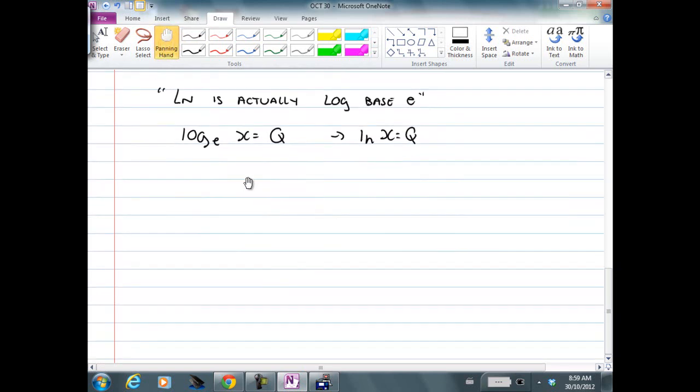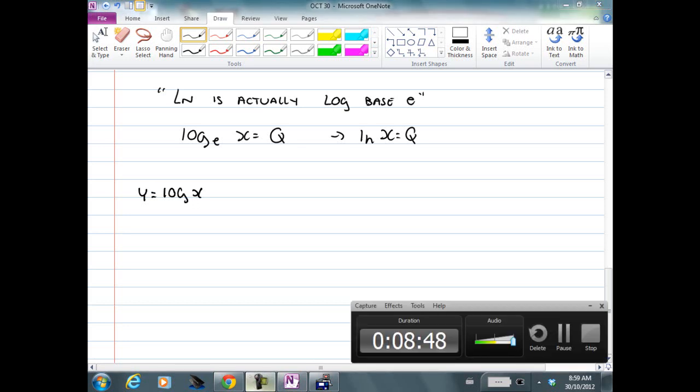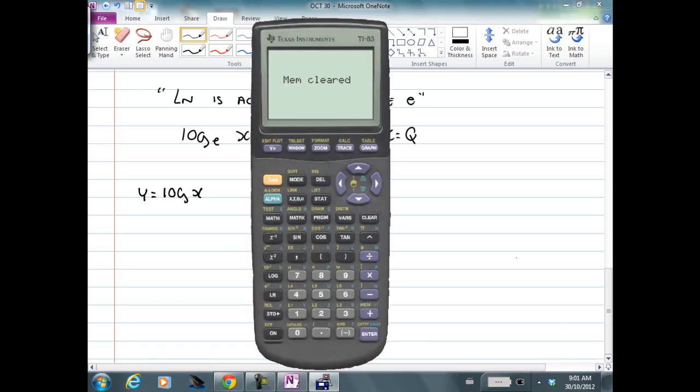Grab your TI-83 out. Let's figure out what a log graph looks like. I want you to graph y equals log x. I'm not going to show you anything about the windows. You figure out the windows on your own. I'm going to walk around and let's see who has a nice log curve.